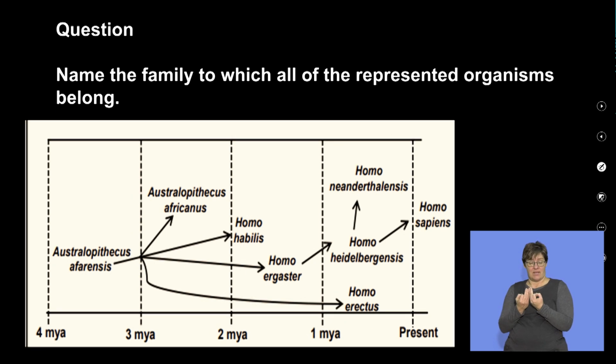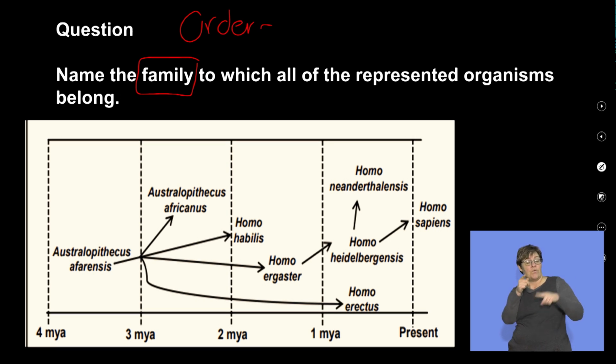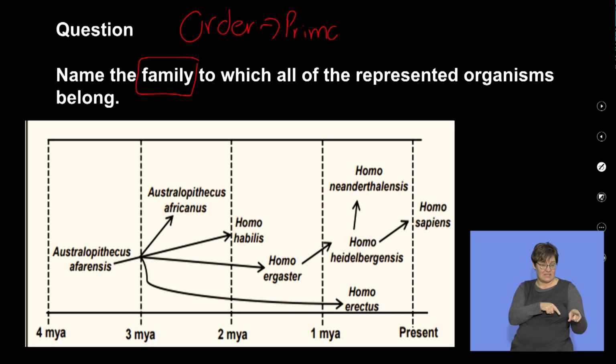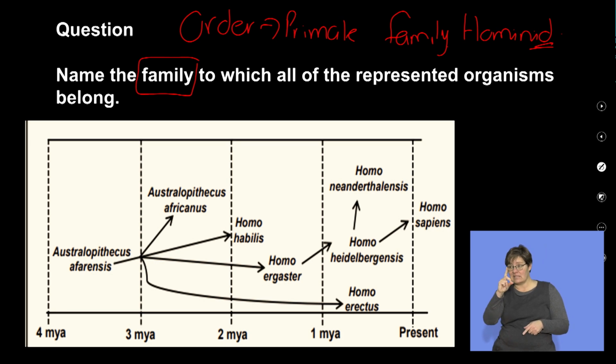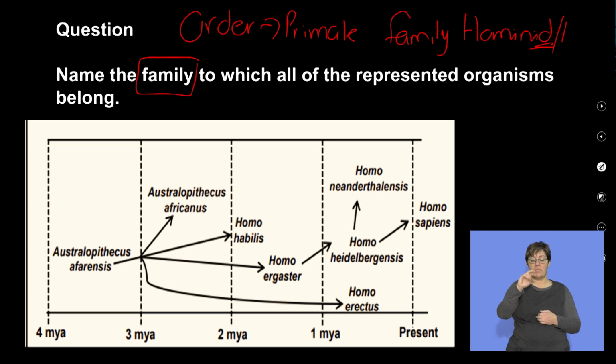Name the family to which all the represented diagrams belong. Guys, this is the one that we said right from the beginning. What are the two things I need to know? I need to know that the order is primate and the family that I belong to. It doesn't show us here, but unfortunately you do need to know that it's going to be the hominid. All right, the hominids, not the hominins, the hominids. There's two families, hominids and the hominins.